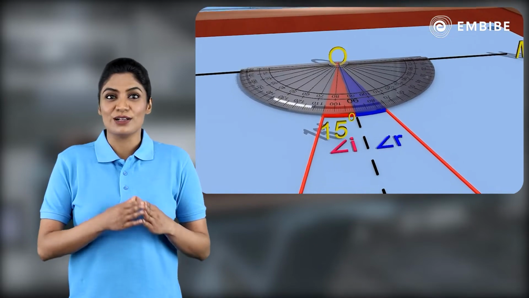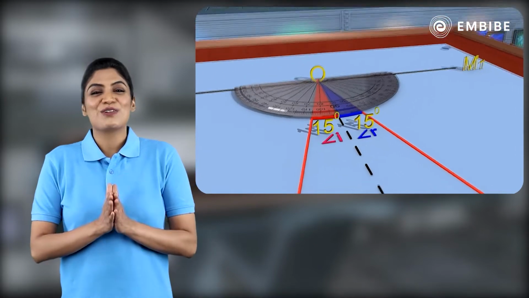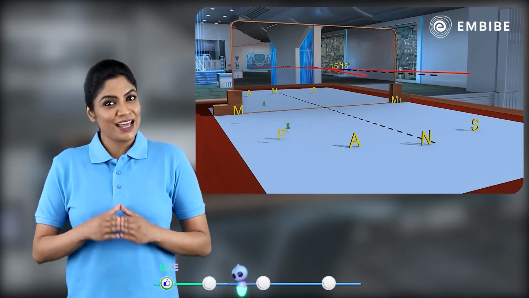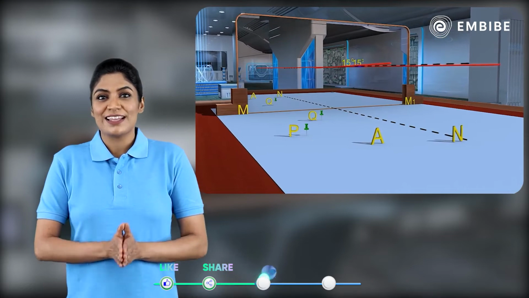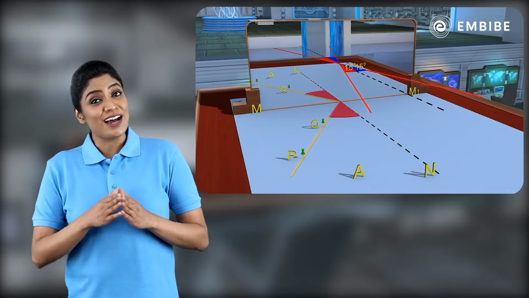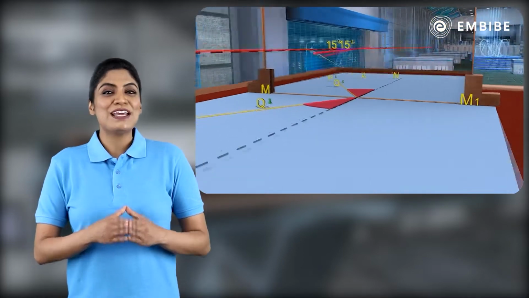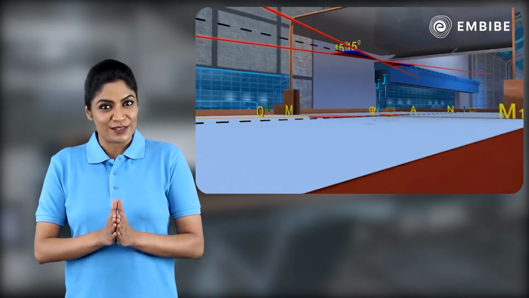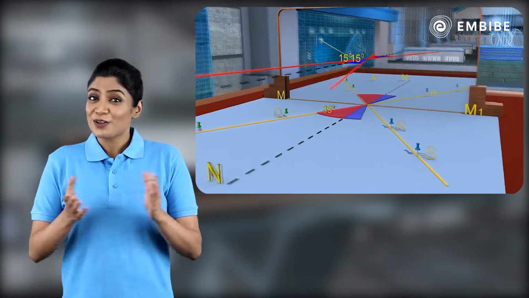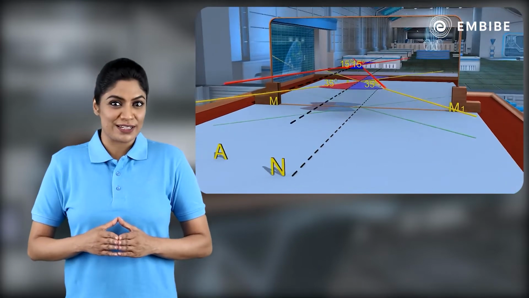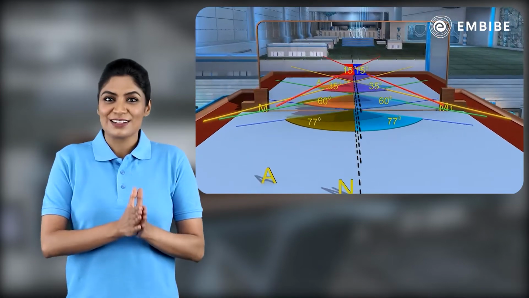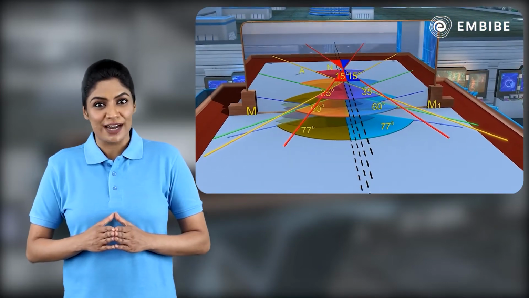that is, angle R. Now, replace the mirror and position the pins P and Q in such a way that the angle of incidence changes. On the other side of the normal, place the pins R and S and observe the angle of reflection. Repeat the experiment a few more times and measure the angle of incidence and the angle of reflection each time.